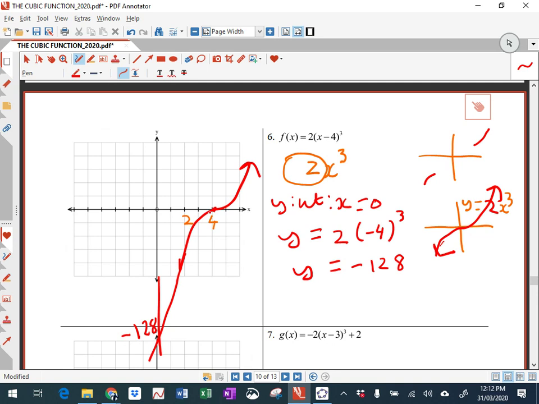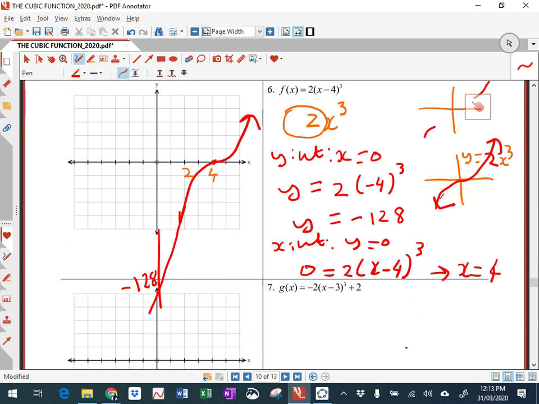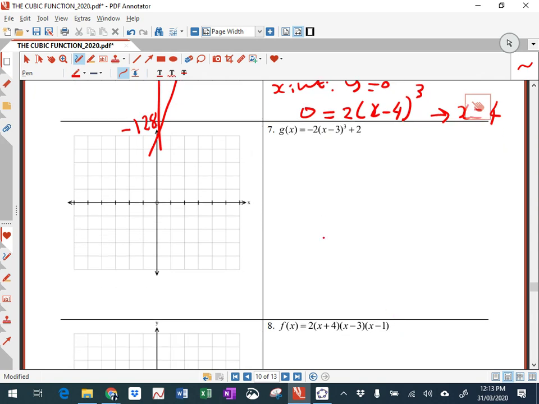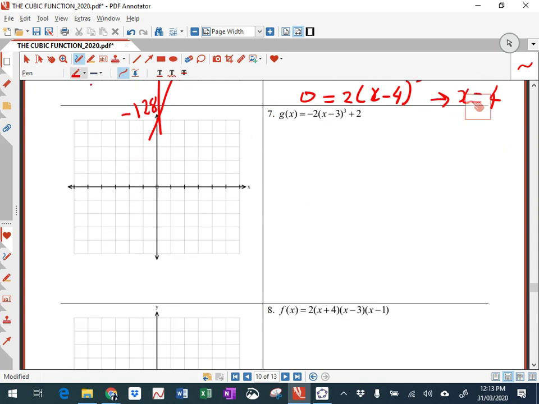Now, what if you didn't realise that it's going through 4? You can still work it out, because if I find the x-intercept, I'm going to sub in y equals 0. That's going to give you 0 equals 2 outside of x minus 4 cubed. And the only x value that you're going to be able to sub in there to get 0 is x equals 4. So just by inspection, you can see x equals 4 from that. All right, so let me just rub out this bit here and this bit here. Okay. All right, so next question.